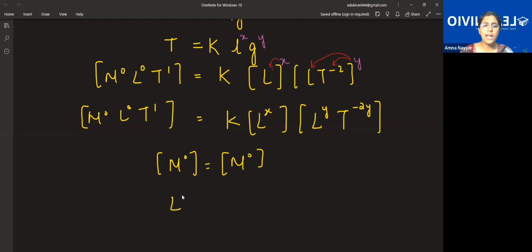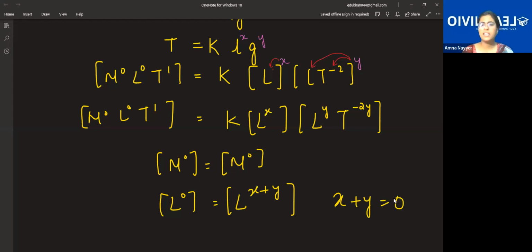Come to L. L to the power 0. Here we have L to the power x and one more L to the power y. Bases are same, so powers get added up. So x plus y can be equated with 0, because both the bases are same and all the powers are equal since we have equated these equations, right? So x plus y is equal to 0. So whatever will be one value, the opposite will be the other. Right? x is equal to minus y from here. We know one thing. Lastly, time.